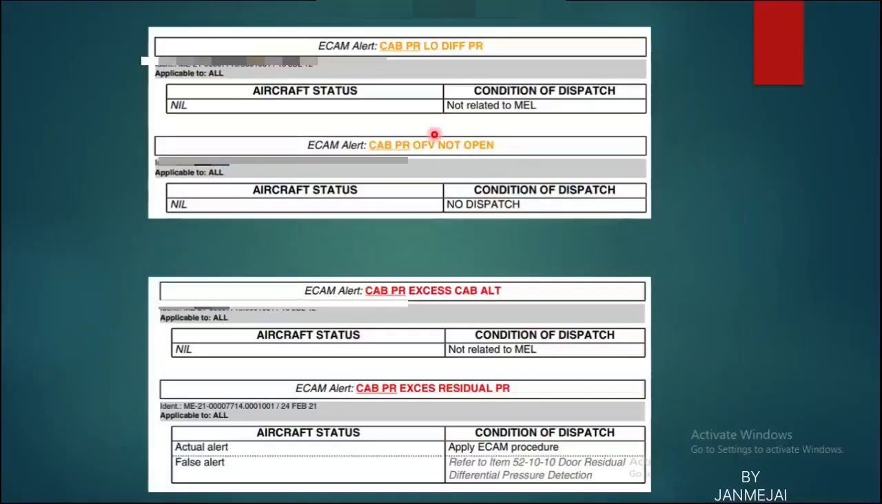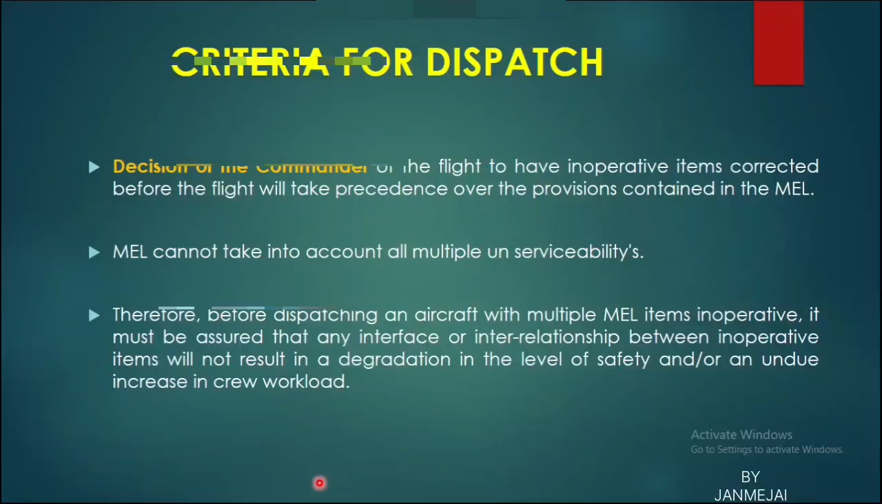So if the aircraft is on ground or in flight, the aircraft will turn back, ground turn back or air turn back, and you have to do the necessary action before dispatching the aircraft. You have to clear this snag. ECAM alert cabin pressure excessive cabin altitude, that is also not related to MEL. Cabin pressure excess residual pressure, that can be an actual alert or a false alert. Apply the ECAM procedure. If it is an actual alert, apply the procedure; if it is a fault alert, refer to this MEL 52-10-10 door residual differential pressure detection. So this is all about the actual alert and false alert.